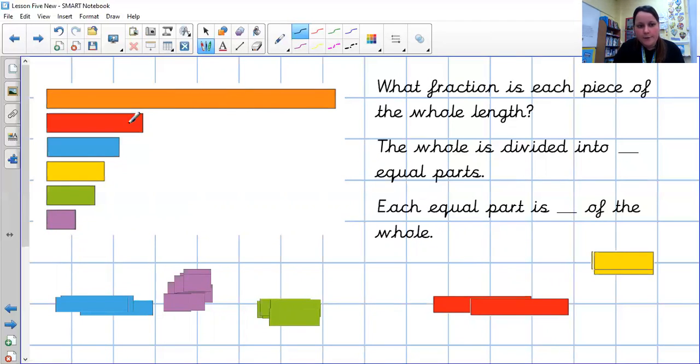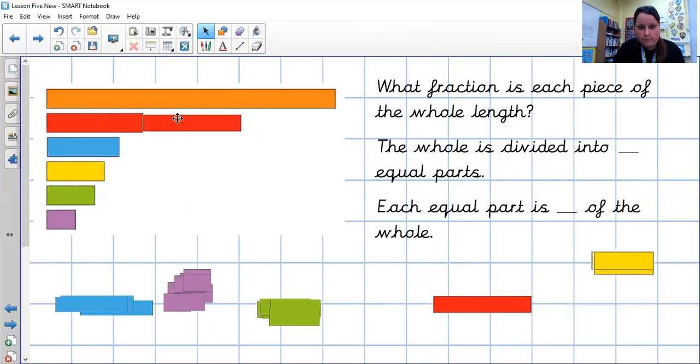So here I've got my whole. So the red, the whole is divided into how many equal parts? Each equal part is something of the whole. So with the red, it has been divided into 3 equal parts. So if I put 1, 2, 3. Each equal part is 1/3 of the whole.